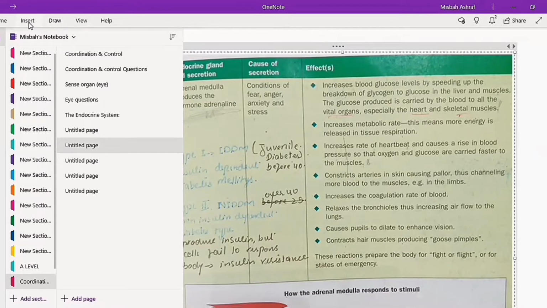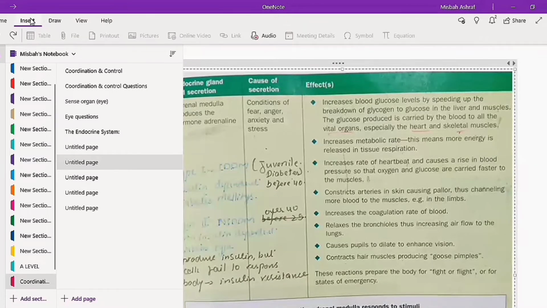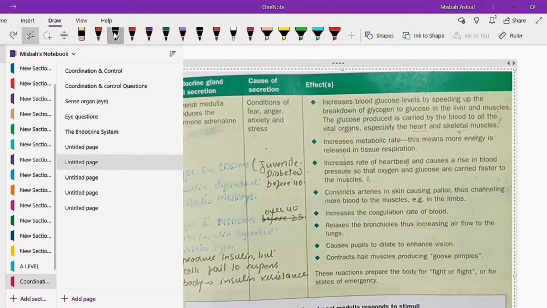it increases the heartbeat. The second one is it increases the metabolic rate. What will happen with the metabolic rate? This means that it produces more energy, right? And it is released in tissue respiration.